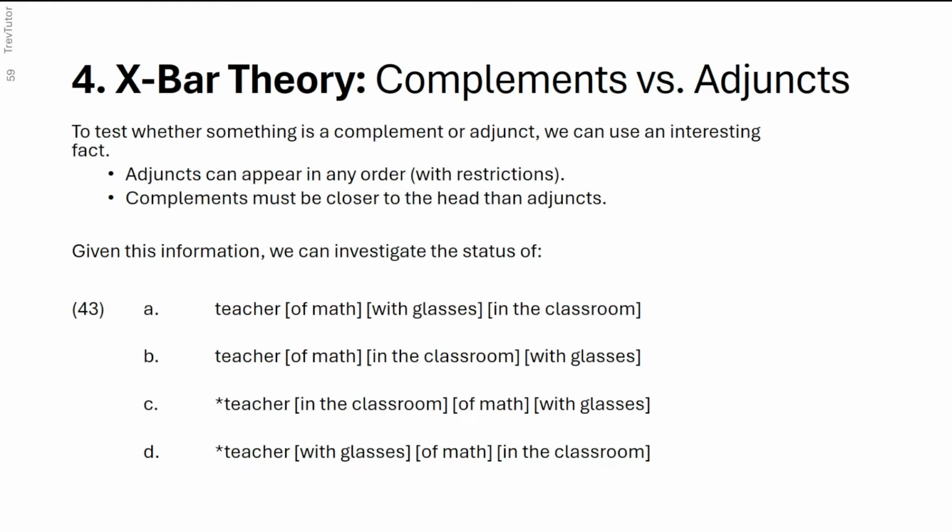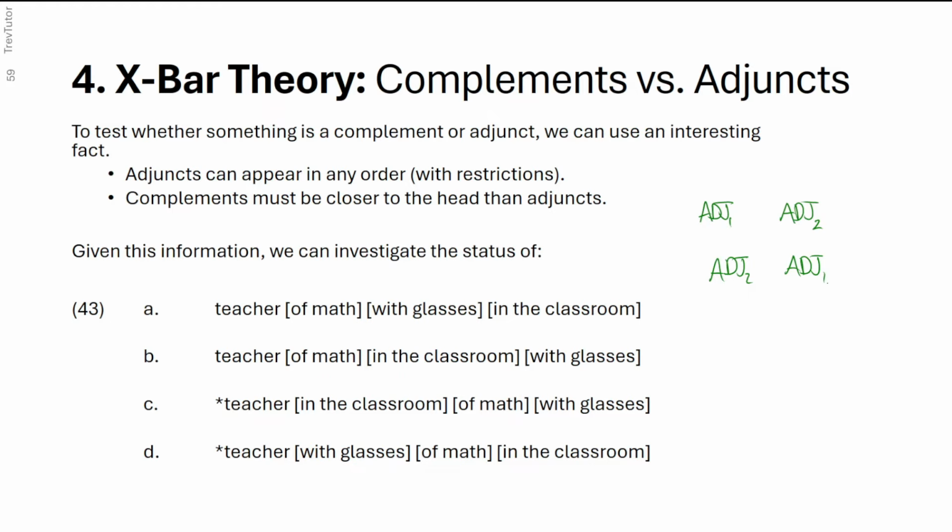Now, how can you figure out if something is a complement or an adjunct? Well, here we have a very wordy slide that tells you how. The thing with adjuncts is that because they're optional, they have some free order. So if we have two adjuncts back to back, which I'm going to label in capital letters, adjunct 1 and adjunct 2, we should be able to reorder them into adjunct 2 and adjunct 1.